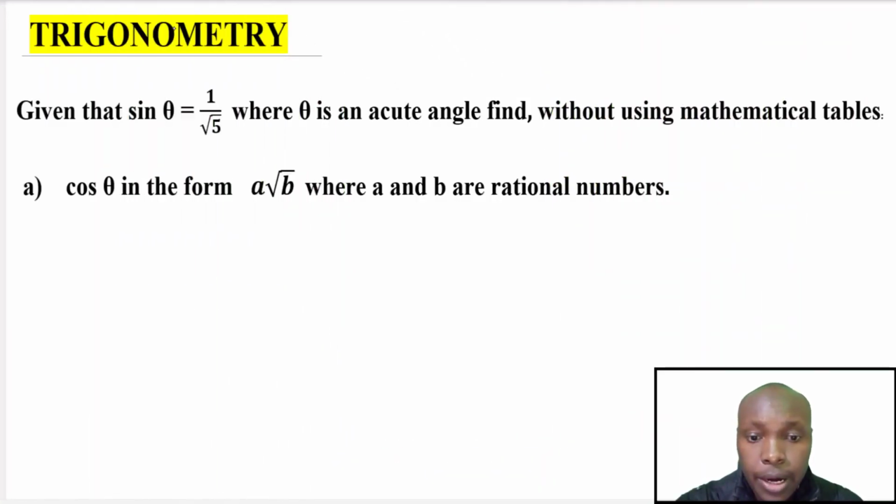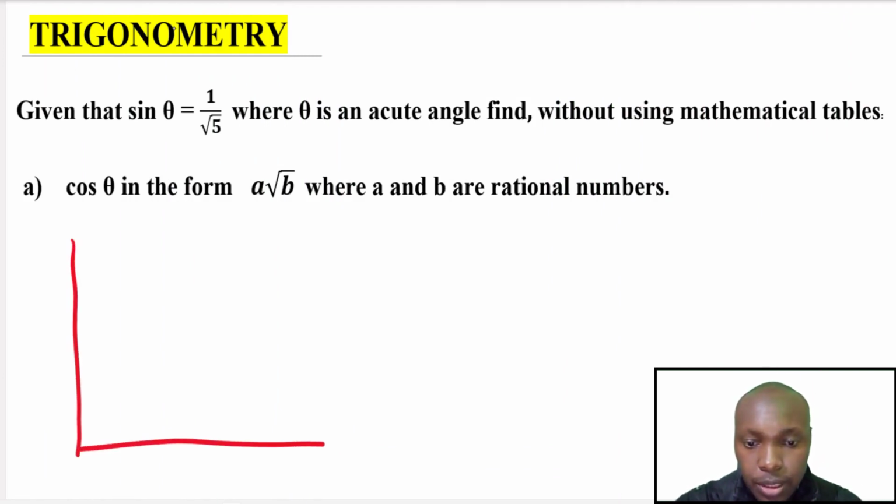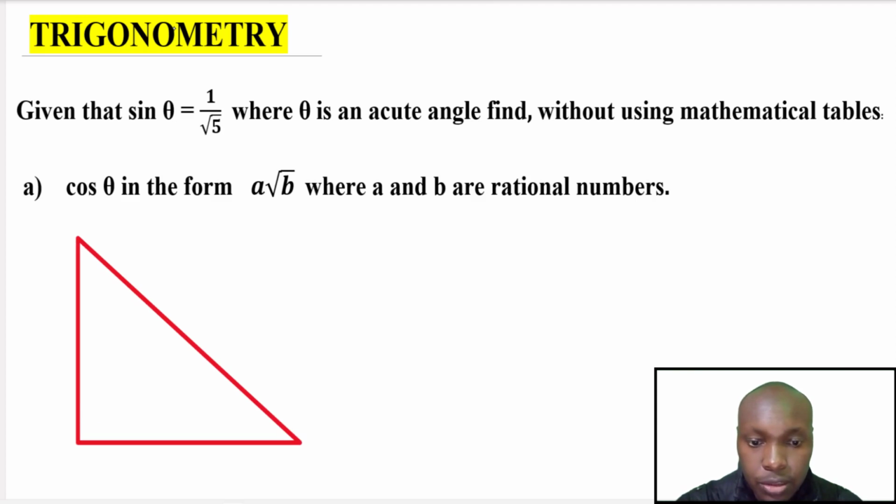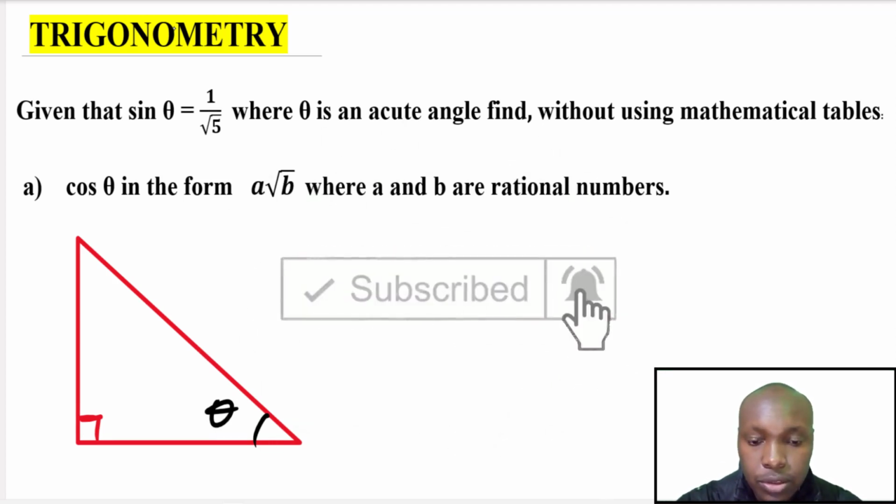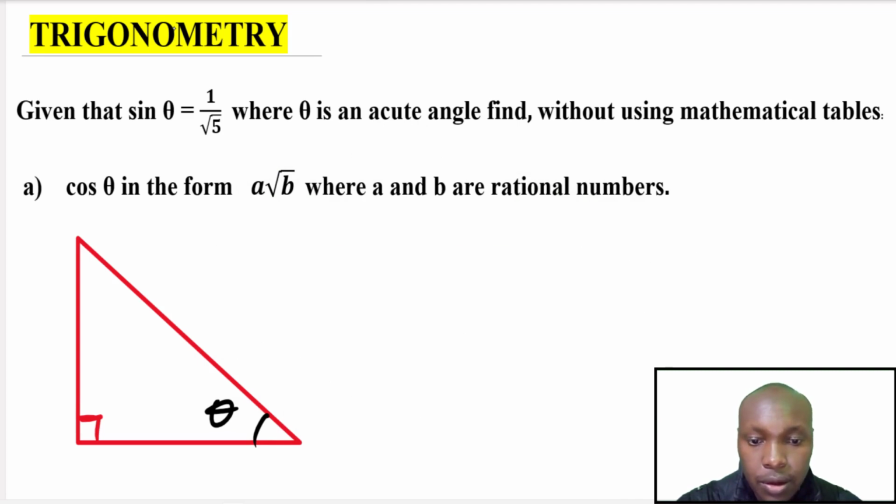So we shall begin by constructing a right angle triangle, which will be important in solving this question. So that is a right angle triangle, where we're going to indicate the right angle there, and then for the remaining angles you can choose where to insert theta. It can be in any of those angles, so I choose it to be there.